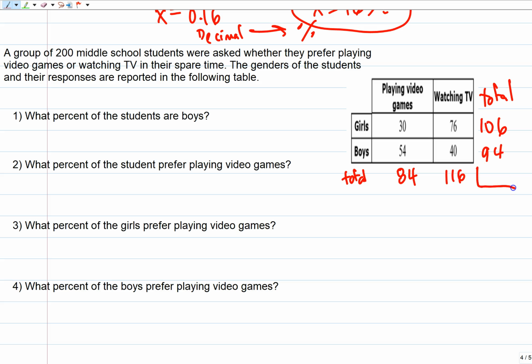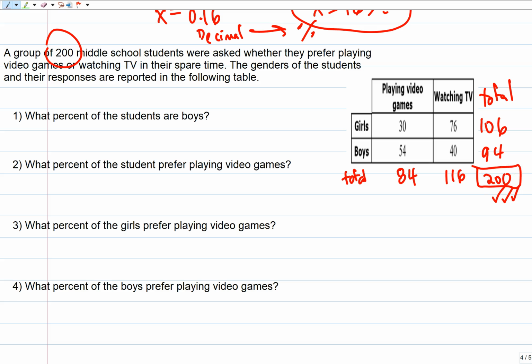And I also always like to check this. I call this the total because this is just the total that played games, the total that watched TV, the total girls, the total boys. What's the total of the entire group? Well, they told it to us, but you should be able to check. 84 plus 116 is 200, and 106 plus 94 is 200. So it's a good way of checking my other totals that this total should be 200 either way.